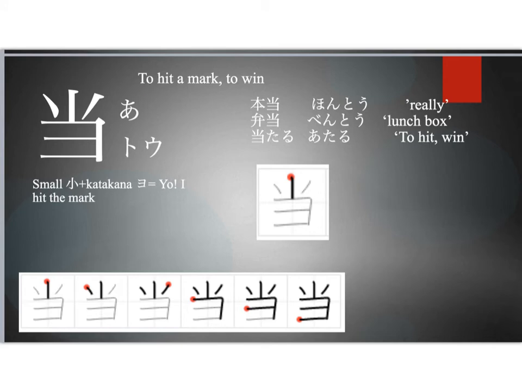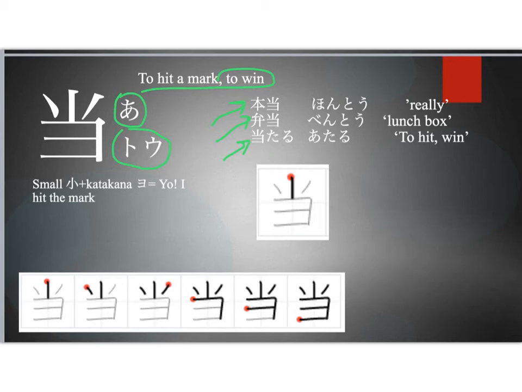This kanji means to hit a mark or to win, and the kunyomi is a, and the onyomi is to. And so we see this in hontoni. Hontoni means really, or bento for lunchbox, or the verb ataru, to win something.